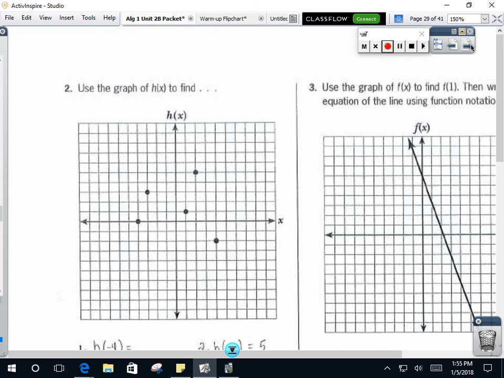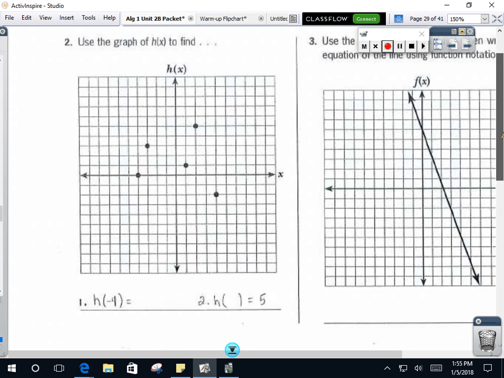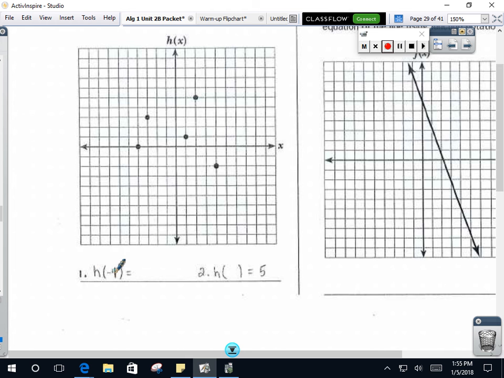Okay, now go to the next page. Use the graph of h of x to find h of negative 4. Okay, what would h of negative 4 equal? Right. If you go to negative 4 on the x-axis, there's a point right there at negative 4, and its y value is 0. And then h of what equals 5? 2. This point right here would have a y value of 5, and its x value is 2.